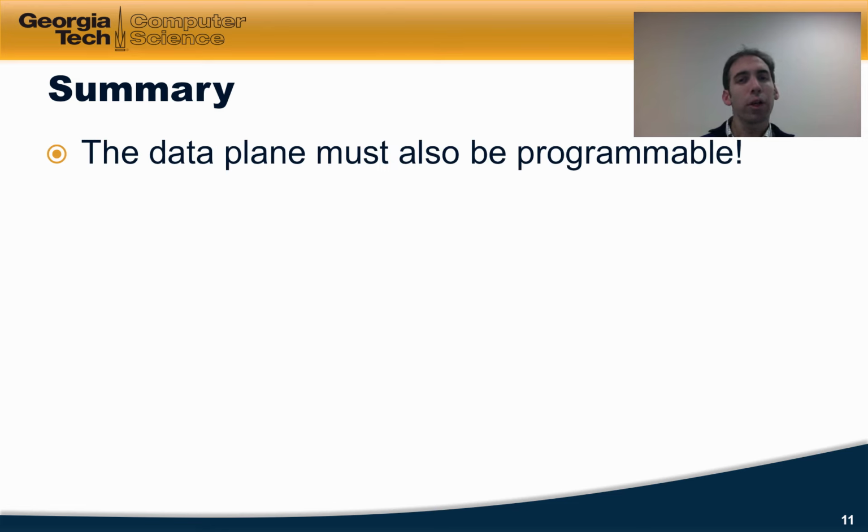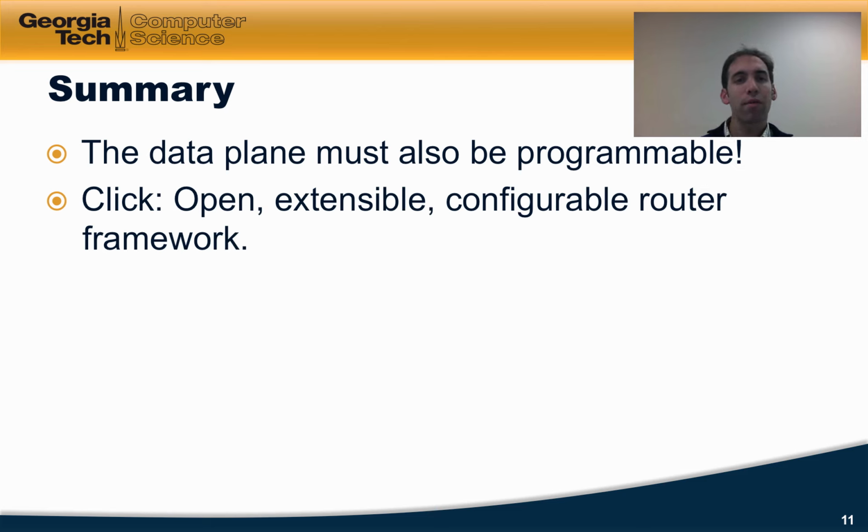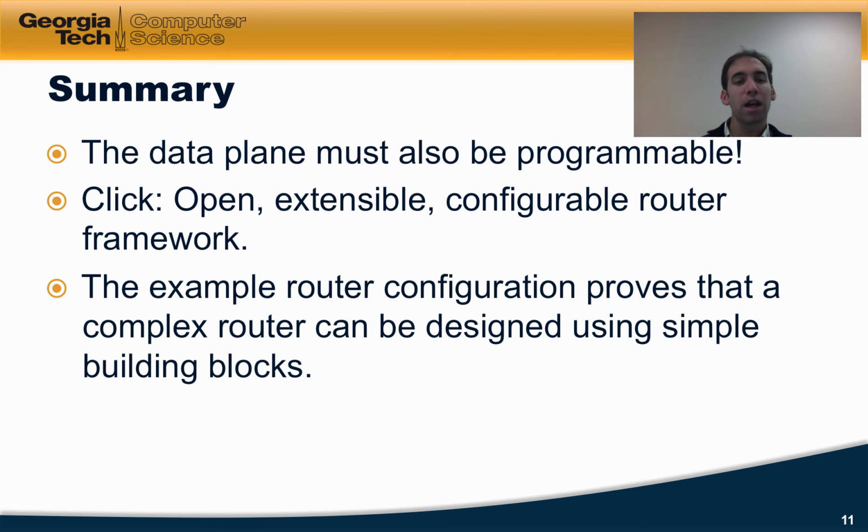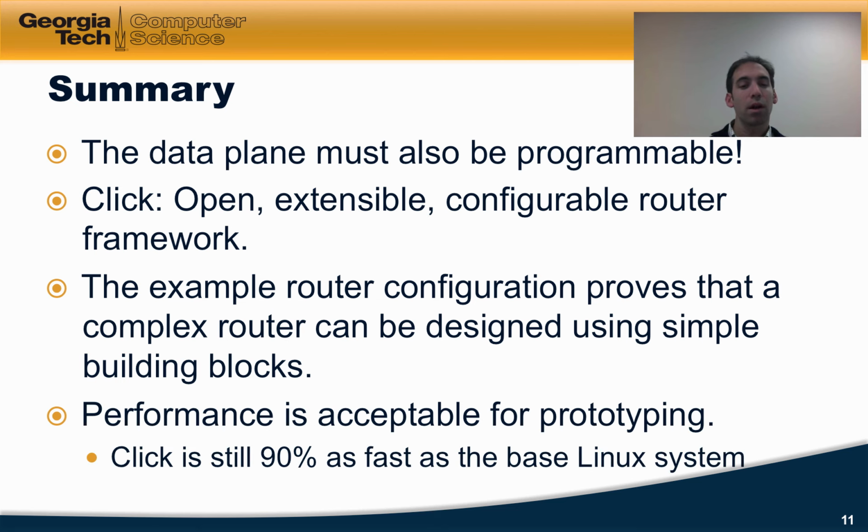So in summary, we not only need the control plane to be programmable, but the data plane should also be programmable. We have explored one way of customizing the data plane through a programmable software router called Click. The example configurations that we've seen show that complex data plane functions can be performed using simple building blocks. And as it turns out, the performance that Click provides is still acceptable for prototyping. Various performance experiments show that Click is still about 90% as fast as the base Linux system for packet forwarding.